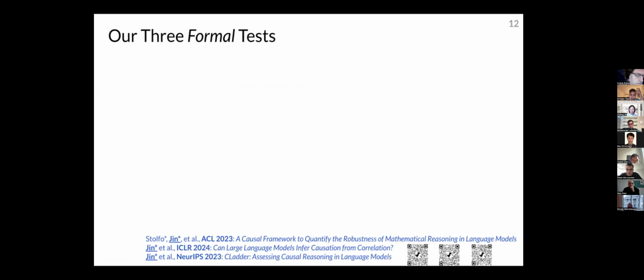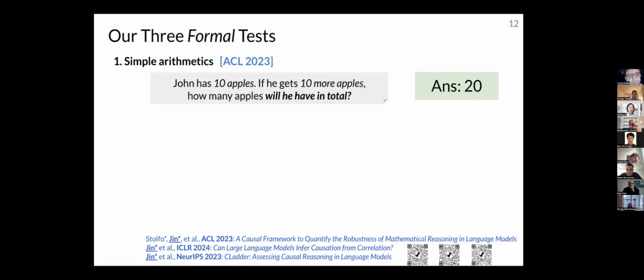So moving into how we operationalize it, we have touched upon three formal tests in the past years. The first one is simple arithmetics, where we go through math word problems and we systematically change the numbers so that we cover data that has been unseen in the existing corpus.